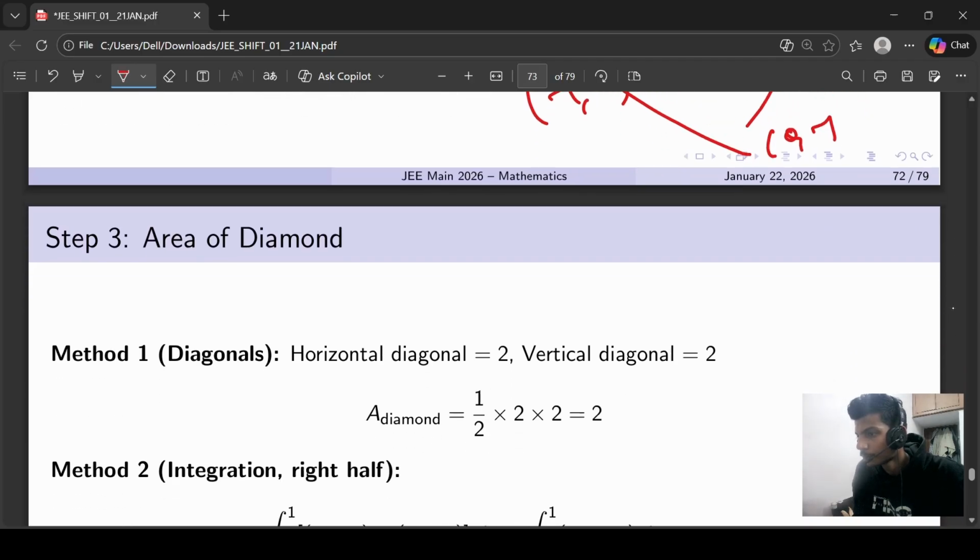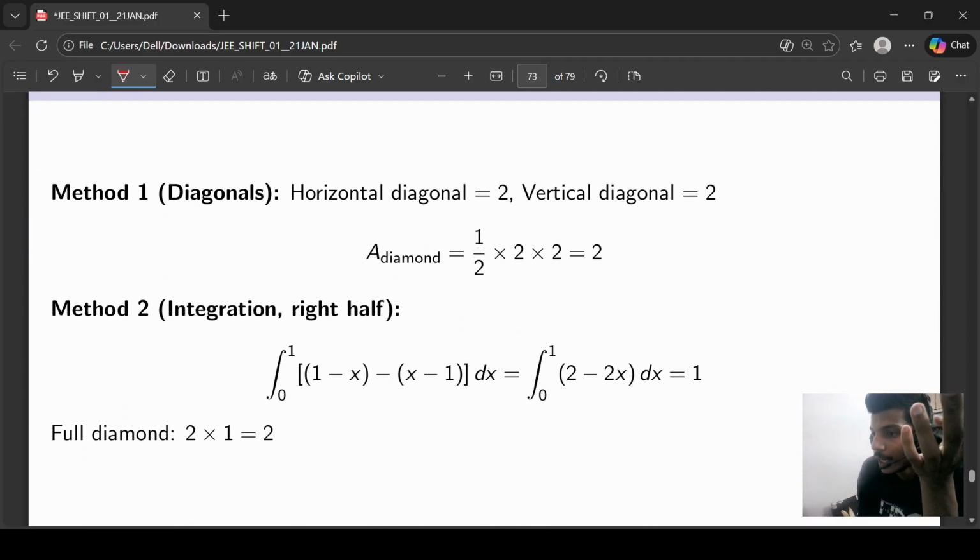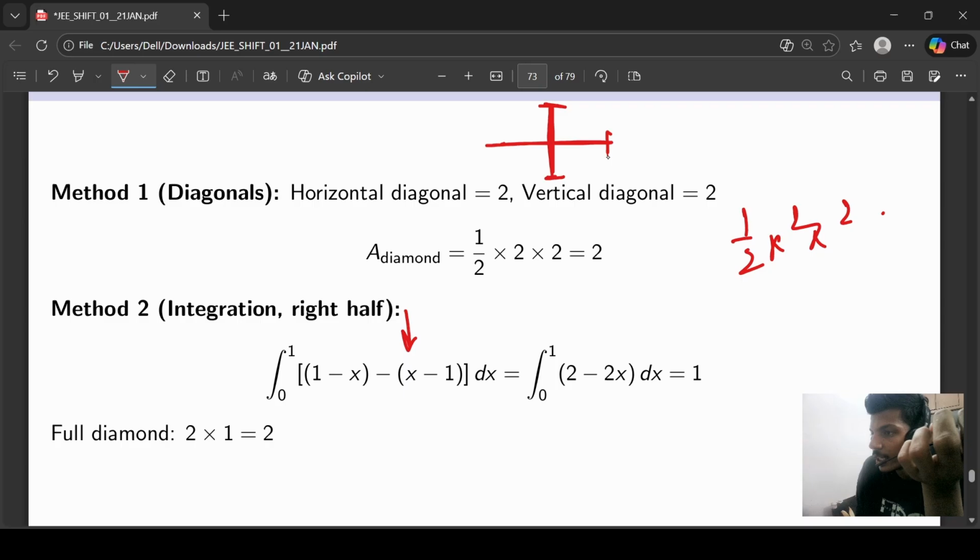Okay, and I know that there are two things. You can either find out the area of that diamond with the help of integration, or you can simply use the diamond formula here, that is simply 1 by 2 into the vertical diagonal into the horizontal diagonal. Vertical diagonal means this, it's from minus 1 to 1, and horizontal diagonal is this, from minus 1 to 1. So both are 2 here. So the area is coming at 2 in both of the cases.